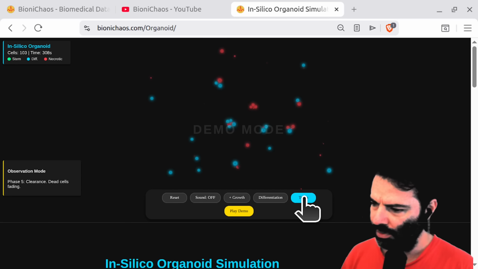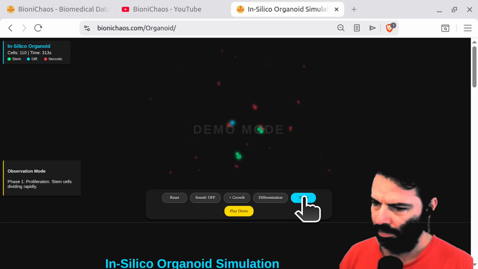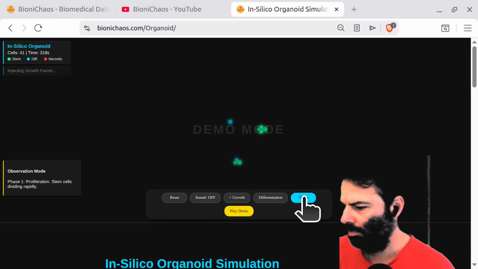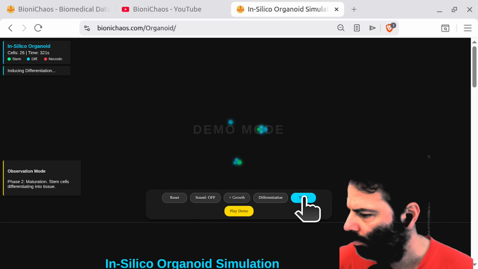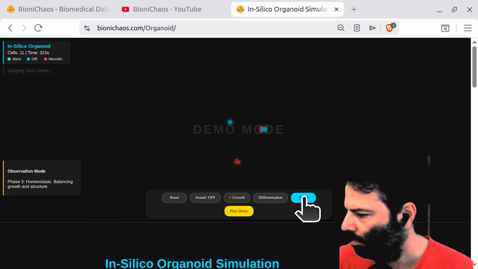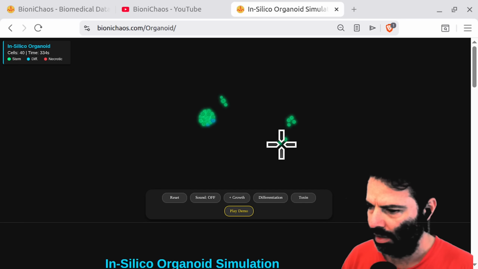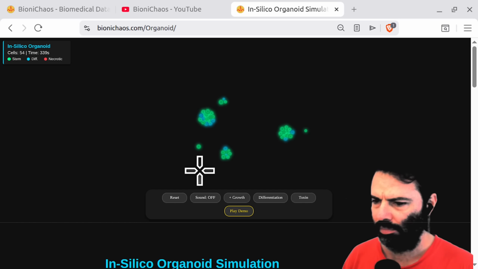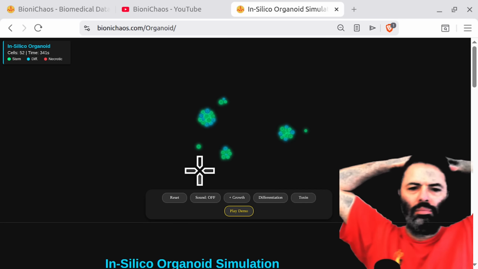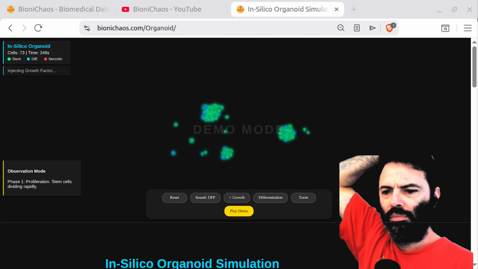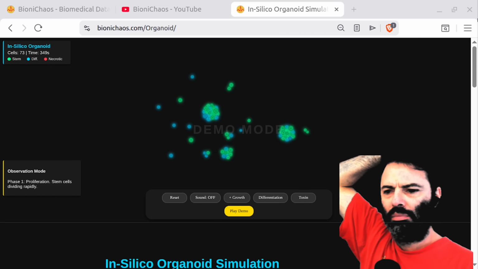Okay, what does the toxin do? When the toxin button was pressed, the observation mode status changed to Phase 4, toxic event, triggering necrosis, and the number of cells decreased. Okay, and what happens when I just click on the screen, on the canvas? When you click, new stem cells, green dots, appear where you click, and the cell count increases, and the observation mode status changes to colony collapsed, reseeding new stem cells.